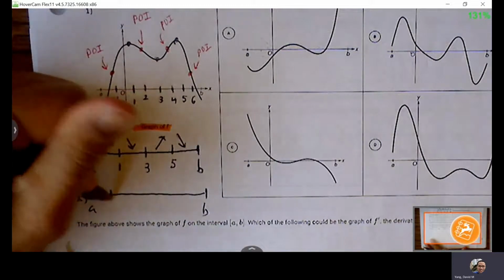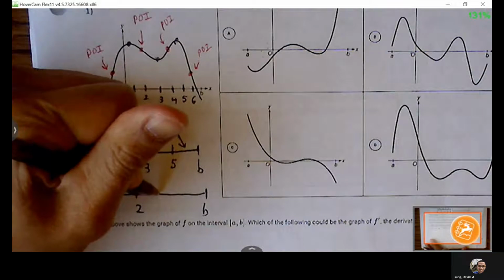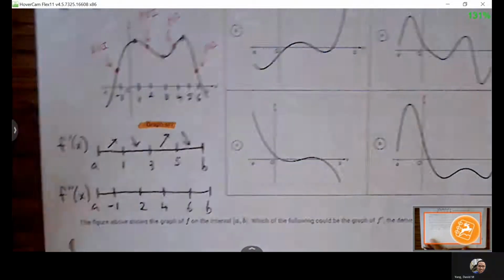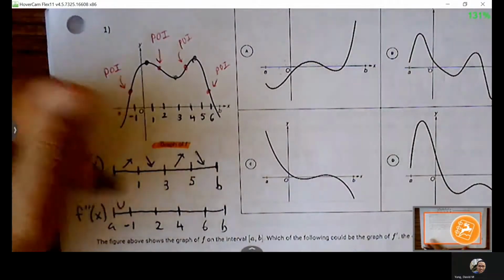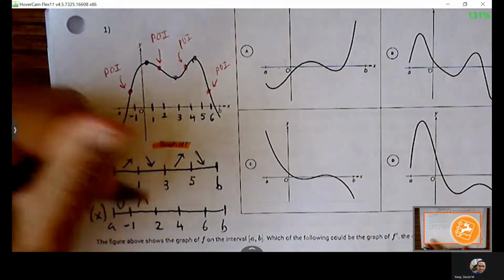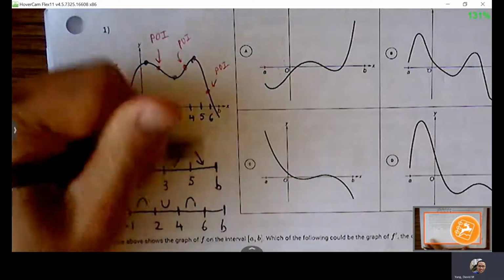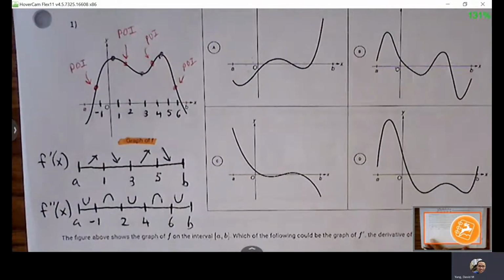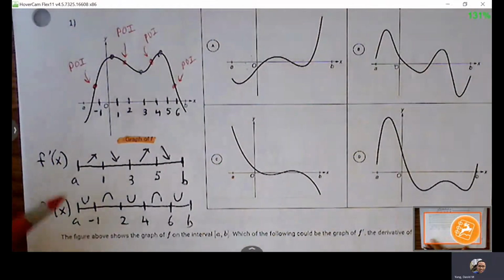Now there are 4 points of inflection. So I named it at -1, at 2, 4, and 6. So this is concave up, followed by concave down, followed by concave up, followed by concave down, and then finally concave up. These are the F prime graphs that we're trying to match up with.